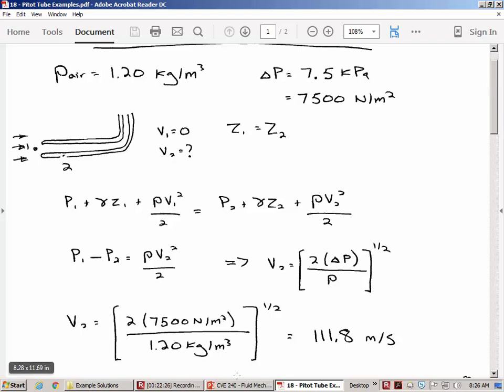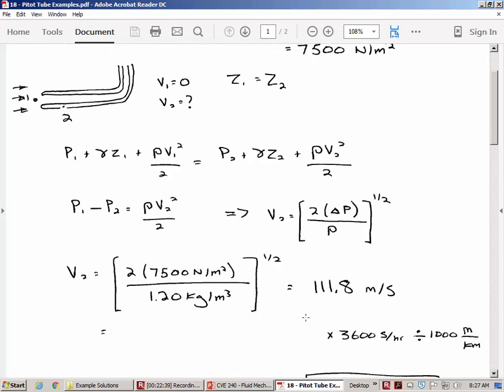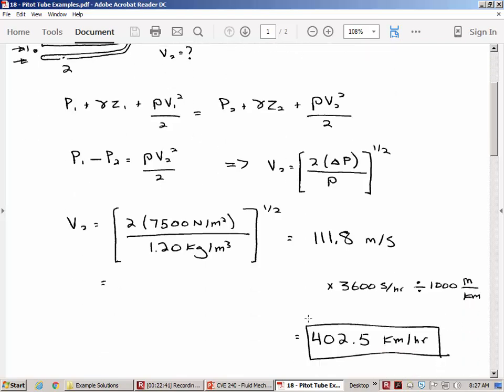So I'm solving in terms of V2, where I put in the change in pressure on the inside of that. It works out to 111.8 meters per second. And then if we do the conversions from meters per second to kilometers per hour, it should be 402.5 kilometers per hour.